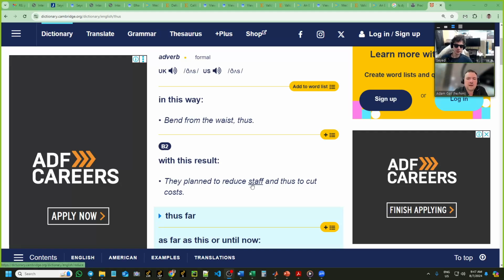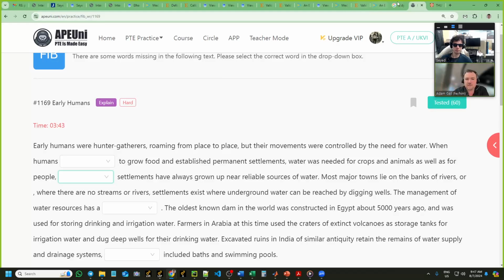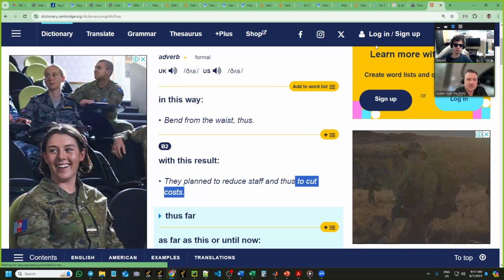Yeah, but Paul, "They plan to reduce its staff and thus to cut costs." There is no such thing as having a full sentence after "thus". So "thus", comma, and then we have the rest of the sentence. So that happens quite often. You'll see it in the examples on this page, I think.